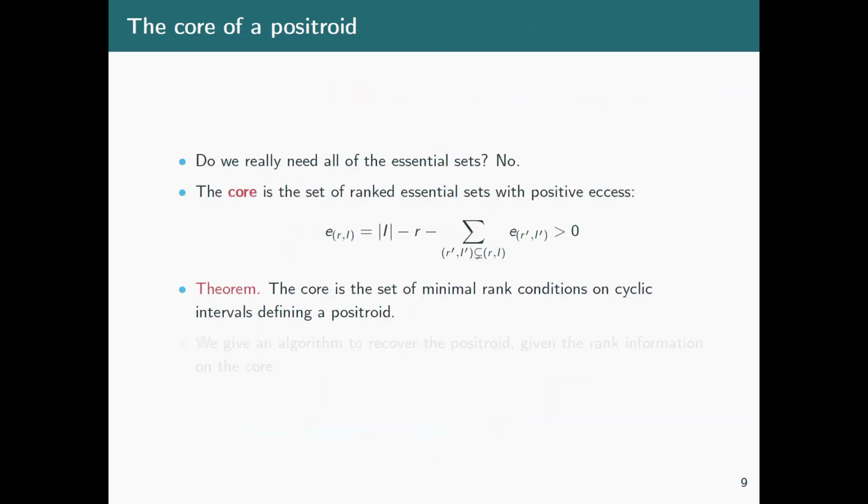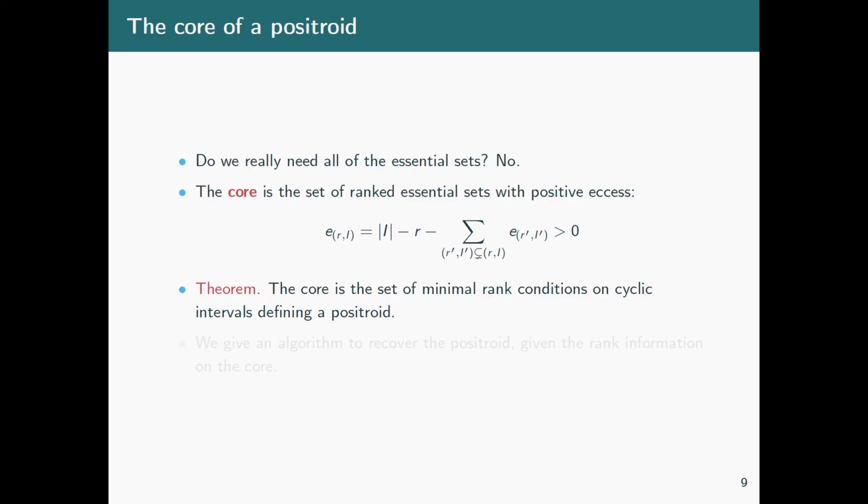These are the essential sets contained in the core of a positroid. The core of a positroid is the set of essential sets which have positive access. How should we think about this positive access? The access should be thought of as the number of points we are fixing with the condition given by the essential set. For example, 1, 2, 3 has 3 elements and has rank 2 and does not contain any other conditions. So this will have access 1.